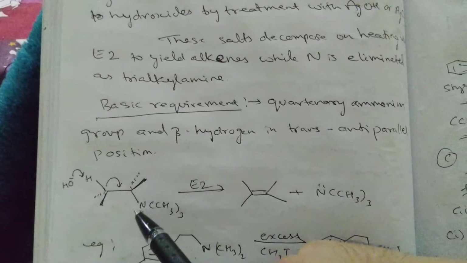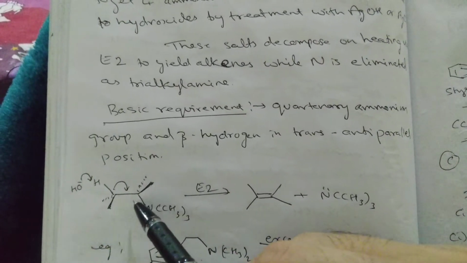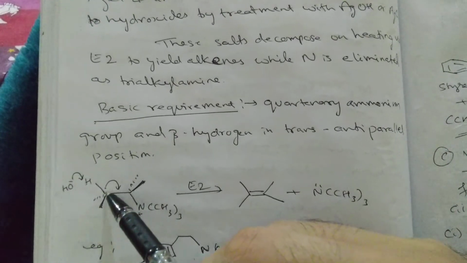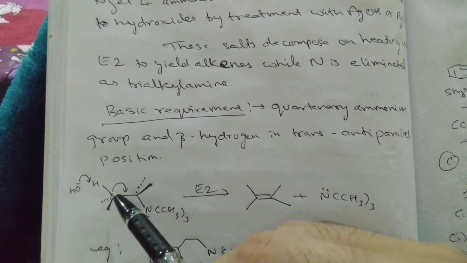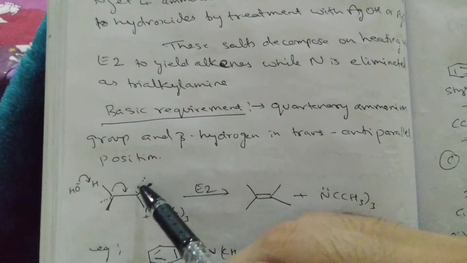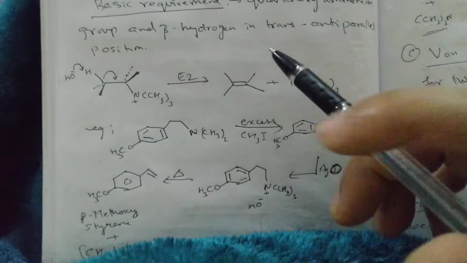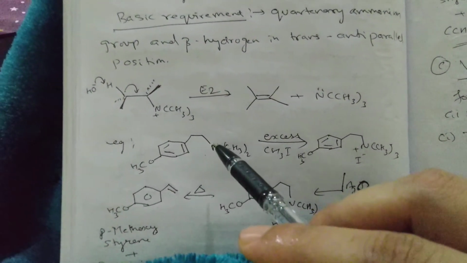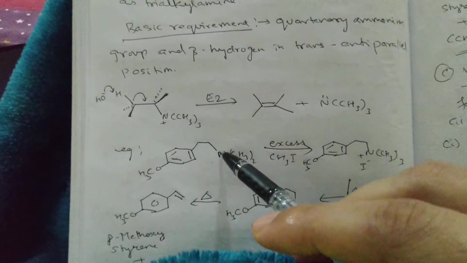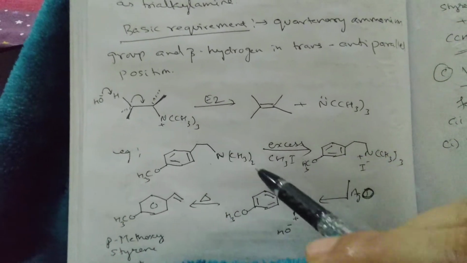This is how the reaction happens, and we also know that the hydrogen must be in a trans antiparallel position. What I am trying to say is, if this is a rigid ring and the hydrogen is not in the anti position, this elimination will not happen. So mostly it happens when the molecule is open chain. So you get some idea of how the molecule may look. In this example, because rotation is possible, the hydrogen can come into the trans antiparallel position, and then this can break up.